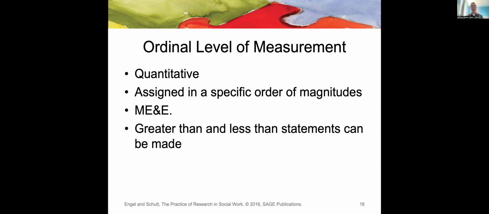Next, we have the ordinal level of measurement. This is a quantitative one, meaning that there are numbers associated with it. These are not just arbitrary categories, and they are assigned in a specific order of magnitude. So this can be a Likert scale, from very dissatisfied to dissatisfied, neutral, satisfied, very satisfied, and you assign a number one, two, three, four, or five. They need to be mutually exclusive. And what you can do with it then is make greater than or less than statements. So you, as a social worker, can measure client satisfaction using this scale. So that's a way in which you can do it.